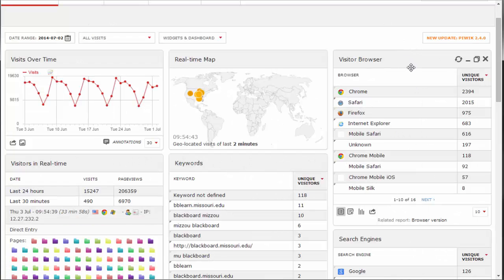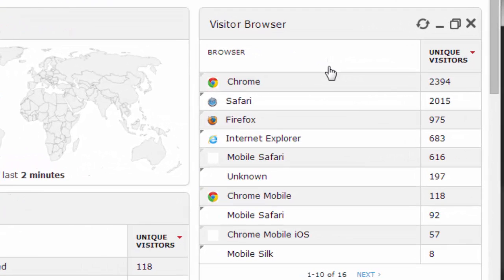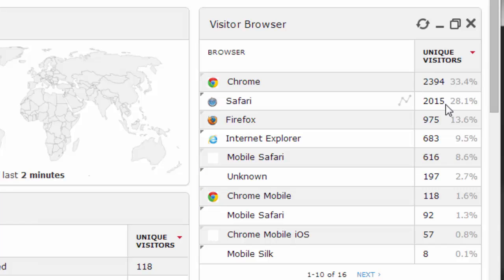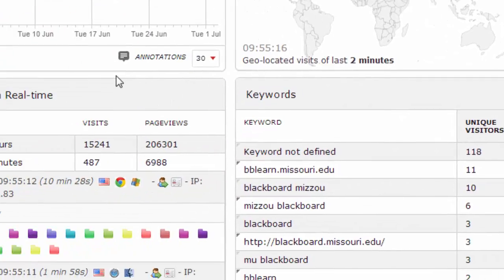We can also find out how many people are using different types of browsers and what browsers are most used with our application. You can find here that today we're finding Chrome to be used more than Safari, and then Firefox, Internet Explorer, and other products. This is really helpful for us because it lets us know what browsers we need to make sure that we test when we're going through upgrades, adding new products, or new integrations with Blackboard.